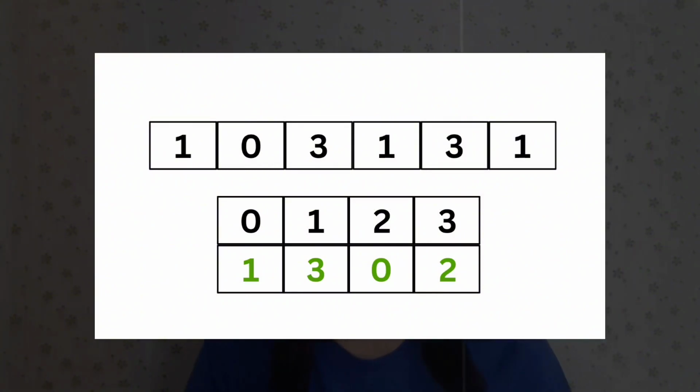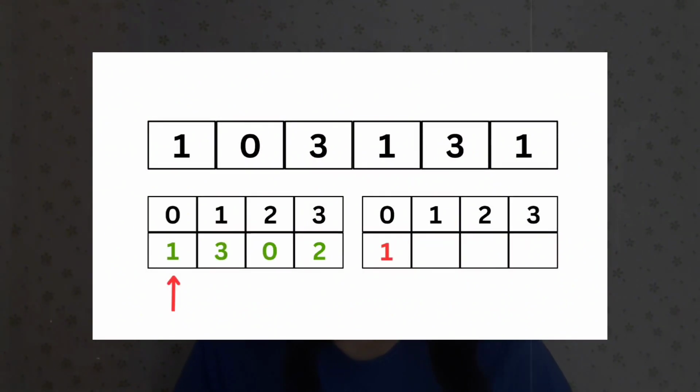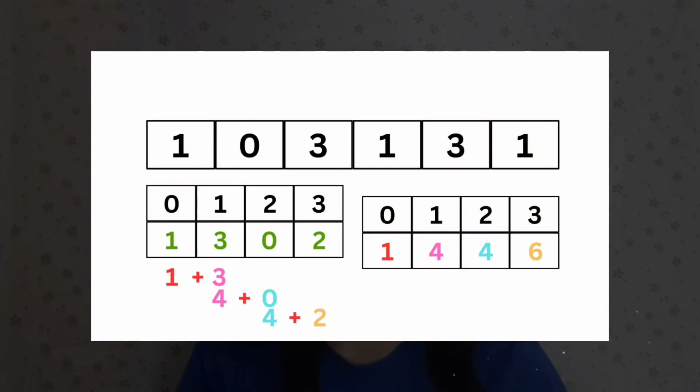Once we have these counts, the next step is to accumulate the numbers to the right. To illustrate, the number at index 0 remains unchanged, while the number at index 1 becomes 1 plus 3, resulting in 4, and so on. After this step, we have the sequence 1, 4, 4, and 6, representing the numbers 0, 1, 2, and 3.